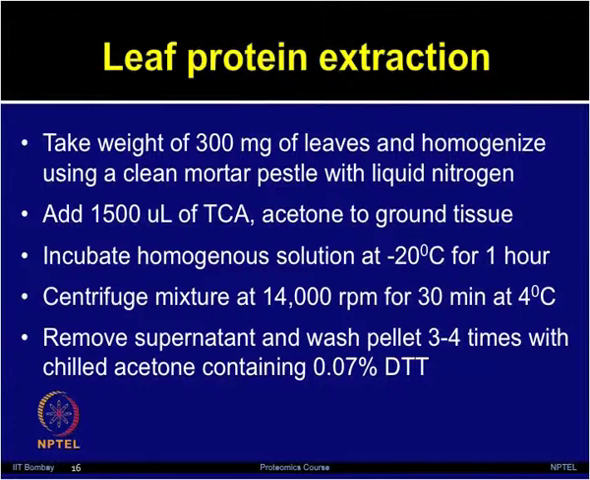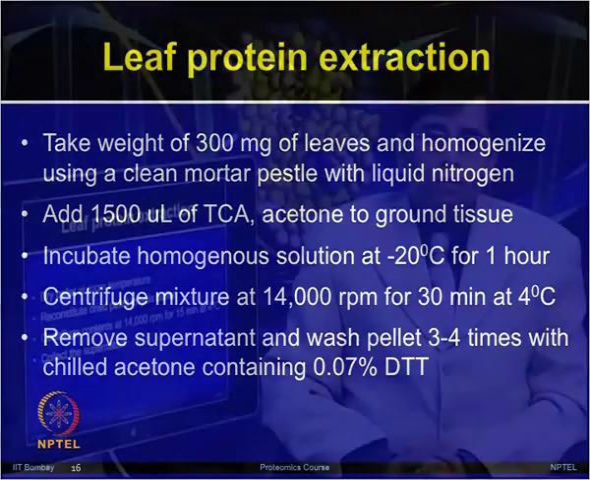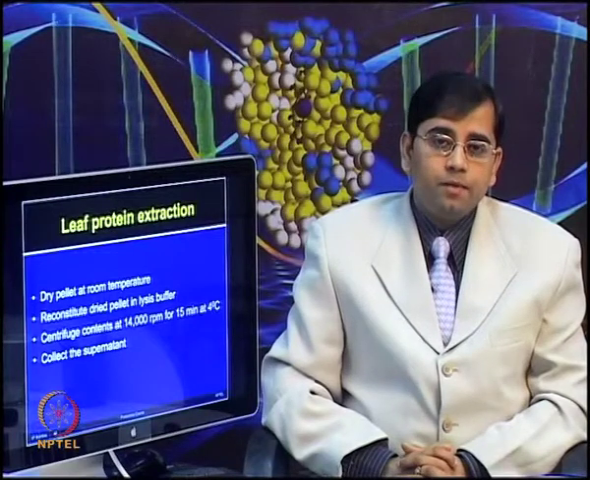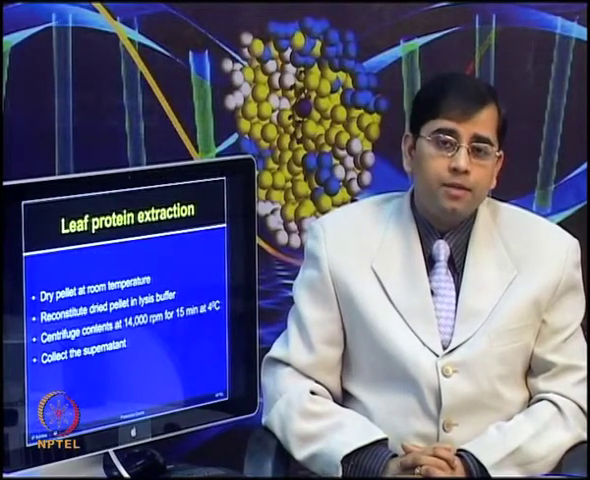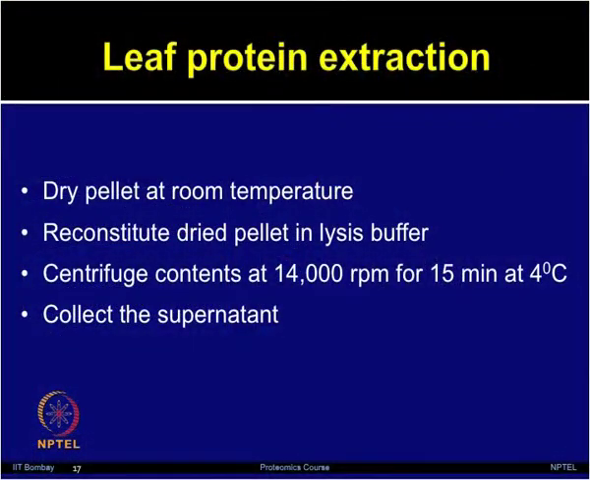After centrifugation, remove the supernatant layer and wash the pellet a few times, 3 to 4 times. Repeat this step with an acetone wash containing 0.07% of DTT. In the leaf protein extraction, you then need to dry the pellet at room temperature. Reconstitute the dried pellet in lysis buffer or a buffer which is suitable for your proteomics application. Centrifuge the contents at 14,000 rpm for 15 minutes at 4 degrees, and then collect the supernatant for further proteomic applications.